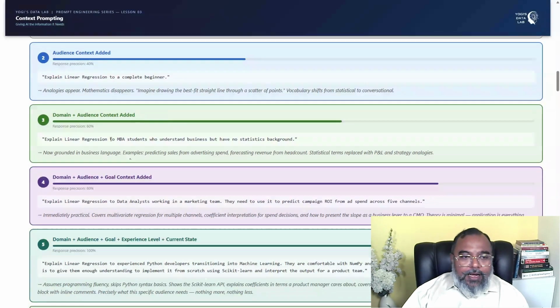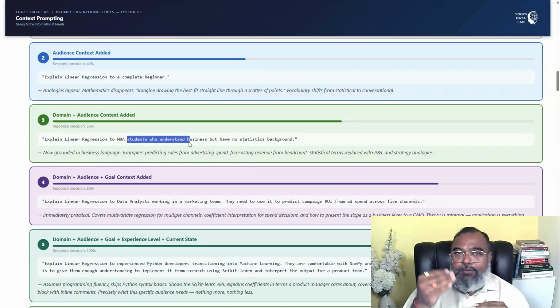Then you have domain plus audience context. We have added both of them. So explain linear regression to MBA students who understand business but have no statistics background. So now it is grounded in business knowledge. For example, predicting sales from advertising spend, forecasting revenue from headcount, statistical terms replaced with profit and loss and strategy analogies. So if you see here, this is for MBA students. You see the way the answer is gradually changing depending on the context that you're giving.